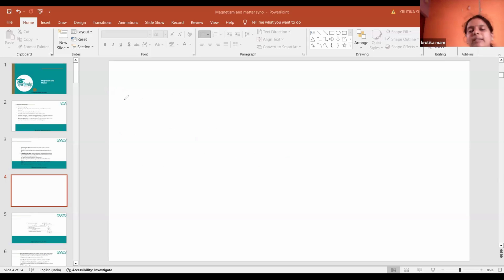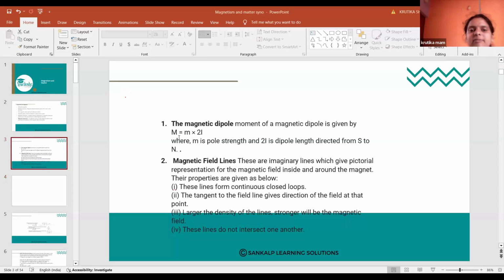How do you define the electric dipole? Two unlike charges separated by some distance is called the electric dipole. In the same way, two magnetic poles of the same strength separated by some distance are called a magnetic dipole. In the last class I told you the expression for the magnetic dipole moment. It is given by capital M equal to m into 2L, where 2L is the dipole length and m is the pole strength.